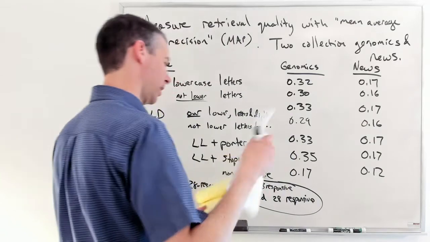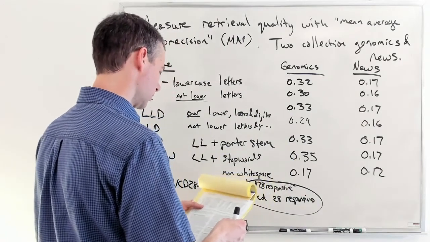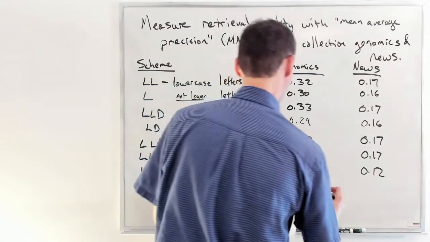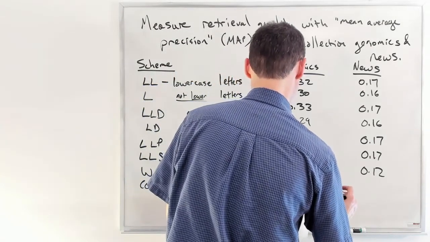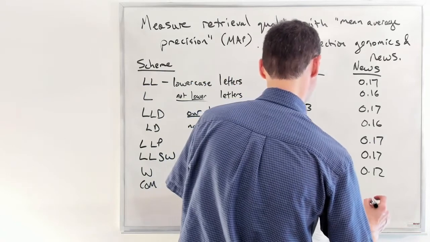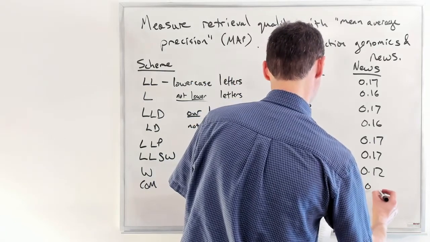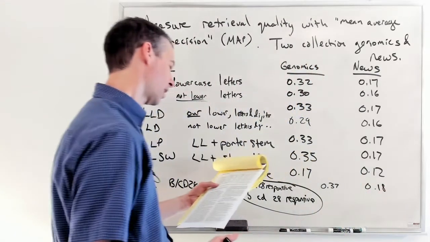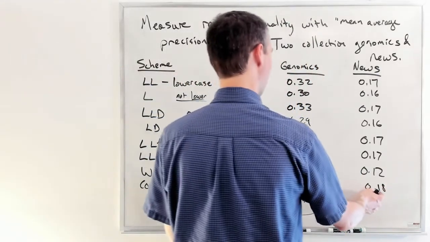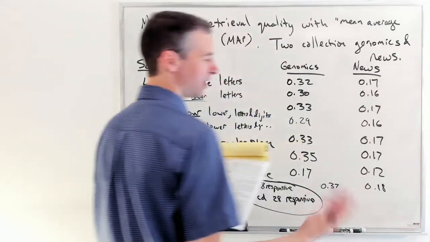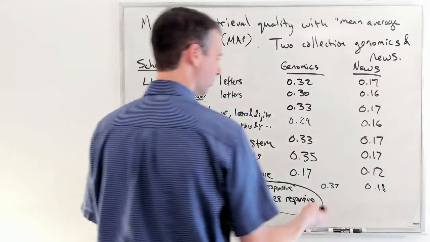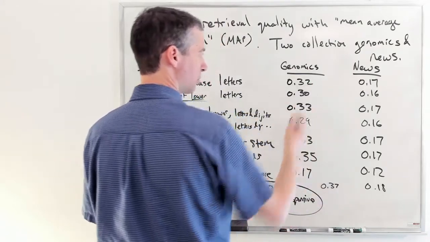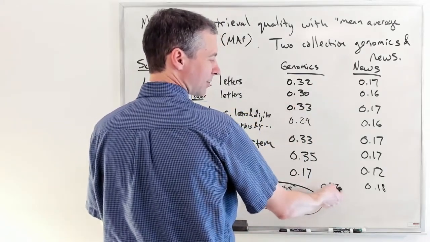And then, when they do the compound tokenizer for the genomics, it goes up to 0.37, and for the news, we're up to 0.18. These are rounded up. This is a small statistically significant improvement. Again, whether a user ever noticed that, I don't know. This is quite a big improvement, a whole 5 percentage points, so to speak, but it's not statistically significant.